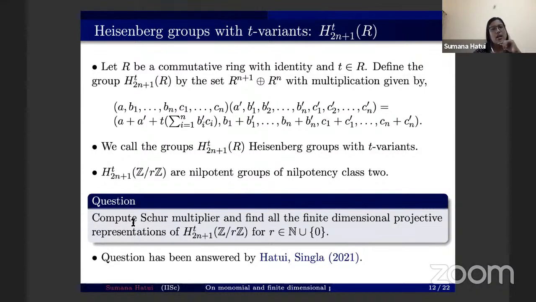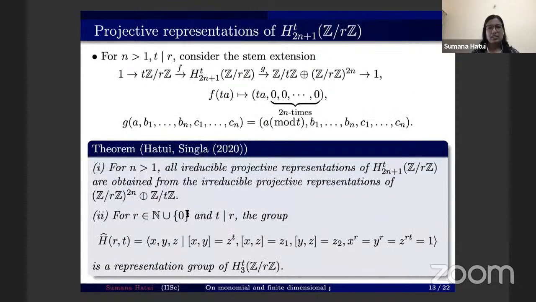So our question was how to compute the Schur multiplier and find all finite dimensional projective representations of this group, for cyclic group. And R I am taking here as Z mod nZ for n a natural number, or it's 0. So you can consider it over Z. This question was studied with Pooja Singla. I am not giving the Schur multiplier part here. We have also computed the Schur multiplier of these groups, and we also explicitly know how the cocycles look like.